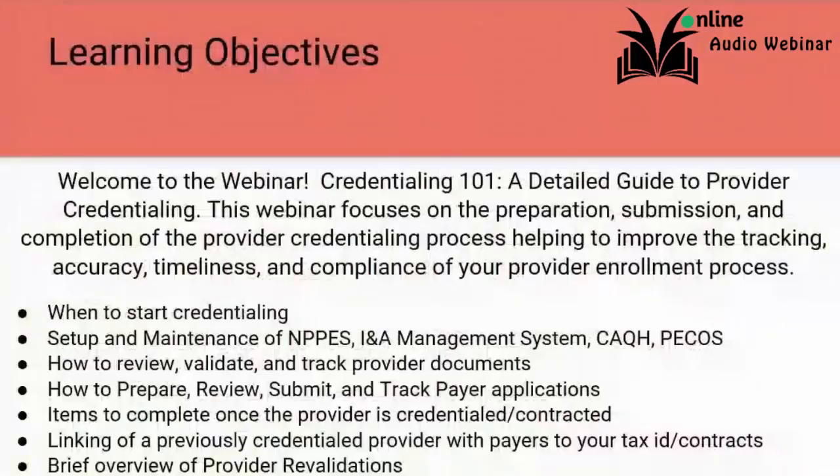Some of the learning objectives for today: when to start credentialing, set up and maintenance of NPPES or your MPI, Identity and Access Management system, CAQH, and PECOS, how to review, validate, and track provider documents, how to prepare, review, submit, and track payer applications, items to complete once the provider is credentialed and contracted, linking of previously credentialed providers with payers to your tax ID and contracts, and a brief overview of provider revalidations.